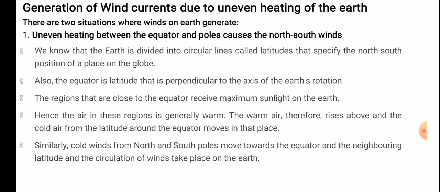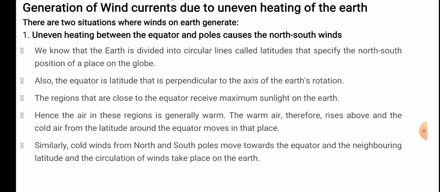Also, the equator is the latitude that is perpendicular to the axis of earth's rotation. Means the equator is the middle part, but it is perpendicular to the axis of the earth's rotation. The earth revolves around the sun, but at the same time it also rotates around its own axis. The axis around which it rotates, like this. So, the equator is perpendicular to it.